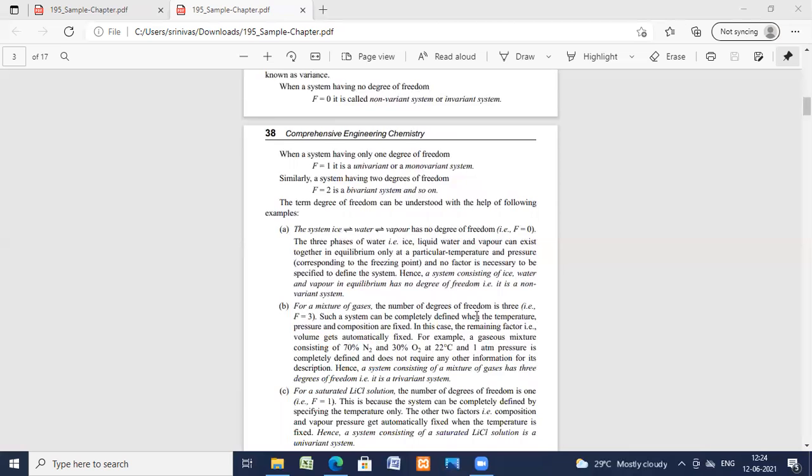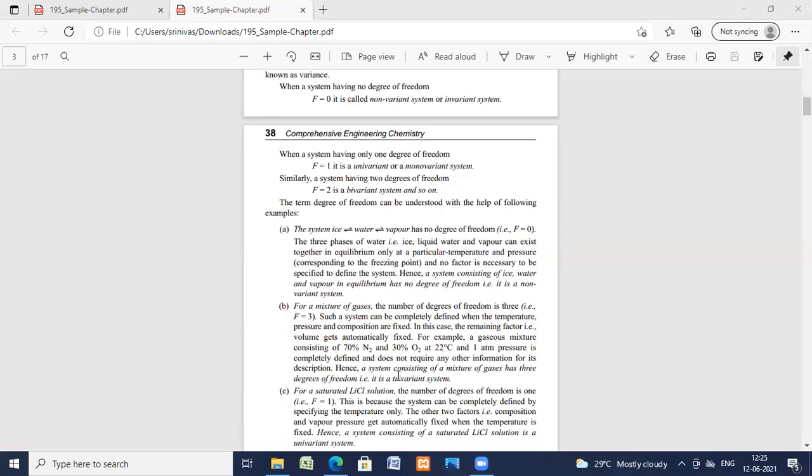So for a mixture of gases, if you take the 3 components, the number of degrees of freedom is 3, then it is a trivariant system. Such an example is here, which I have told you. It depends on temperature, pressure, and composition, and these are fixed. In this case, the remaining factor, volume, gets automatically fixed. So the gaseous mixture containing 70% N2 and 30% O2 at 22 degrees and 1 atmosphere: see here, the temperature and pressure are given, and the volume gets automatically fixed.